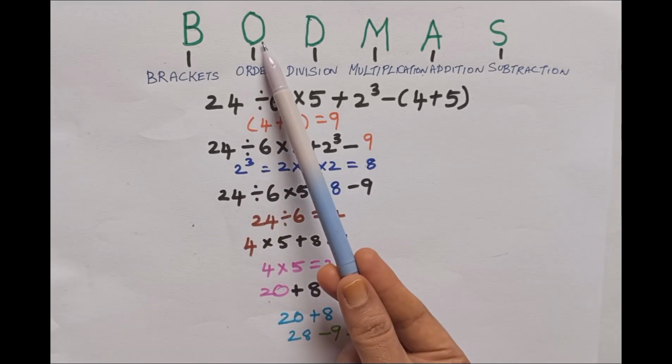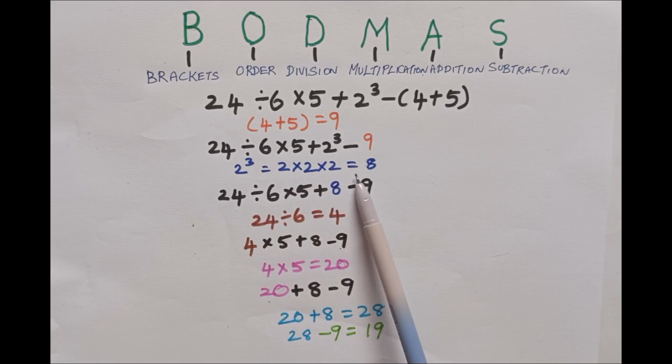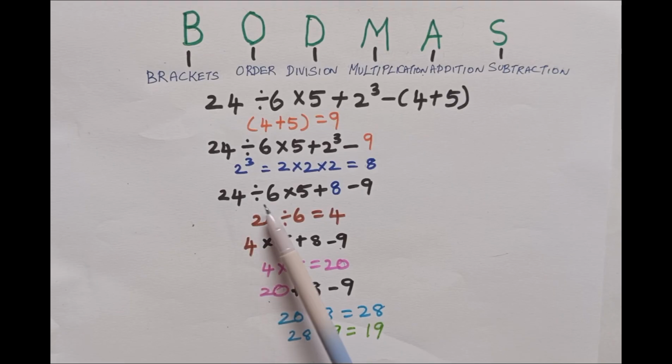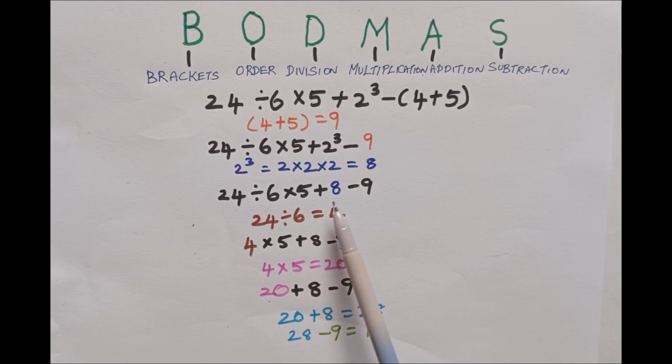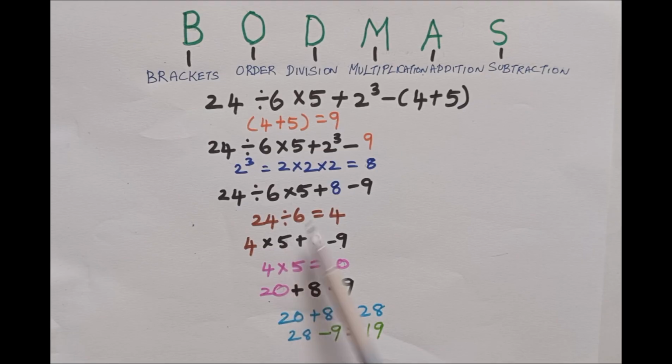Next comes order. 2 cubed is equal to 2 into 2 into 2, which is 8. So 24 divided by 6 into 5 plus 8 minus 9. In the place of 2 cubed, we write 8. Next comes division. 24 divided by 6 is equal to 4. So, in the place of 24 divided by 6, we write 4 into 5 plus 8 minus 9.